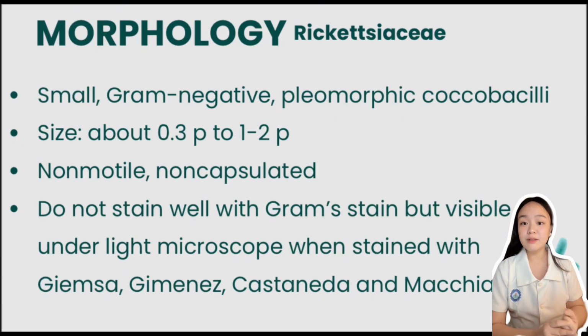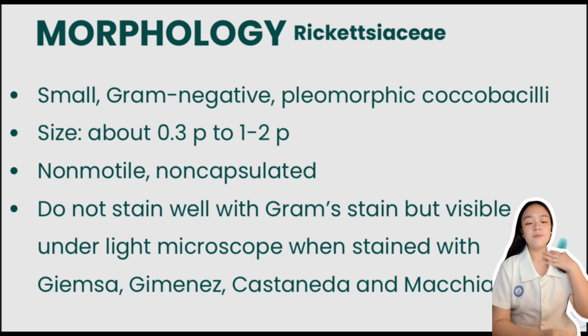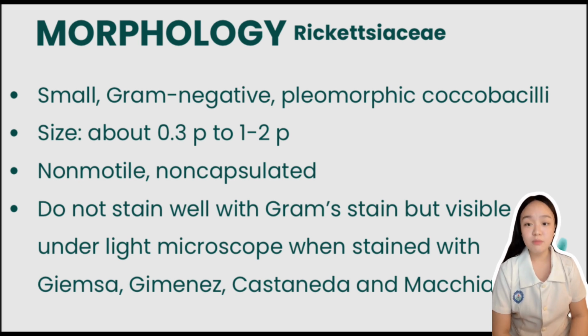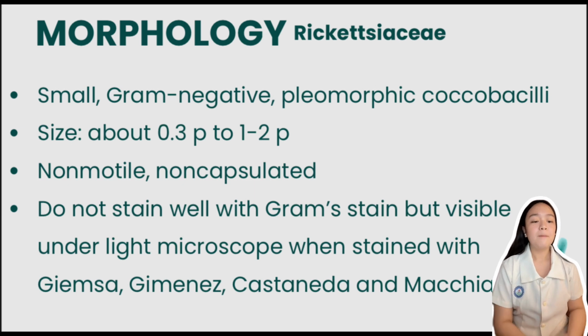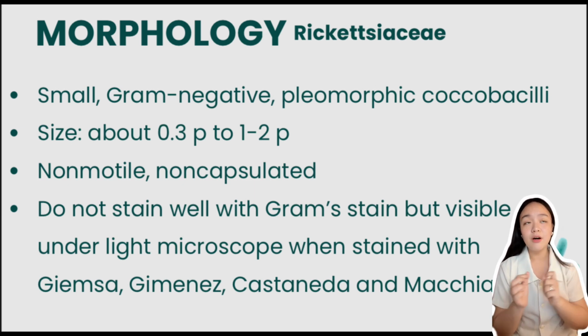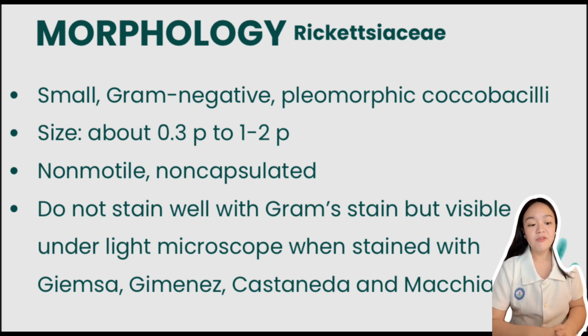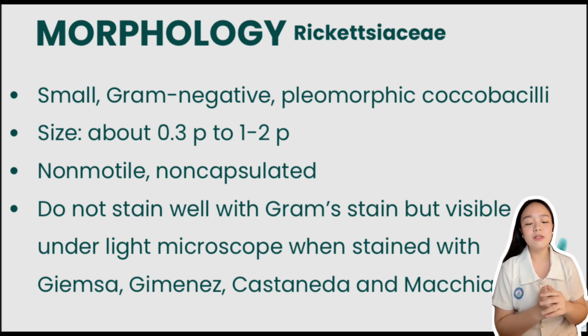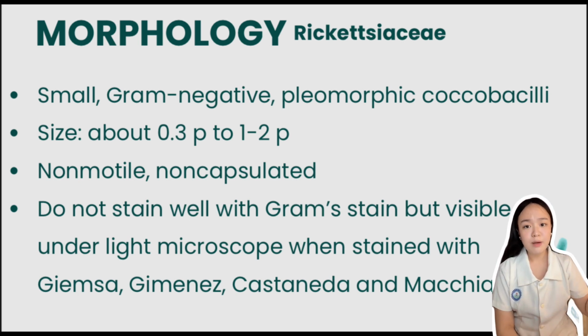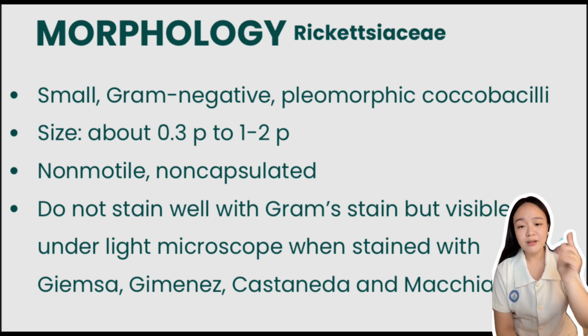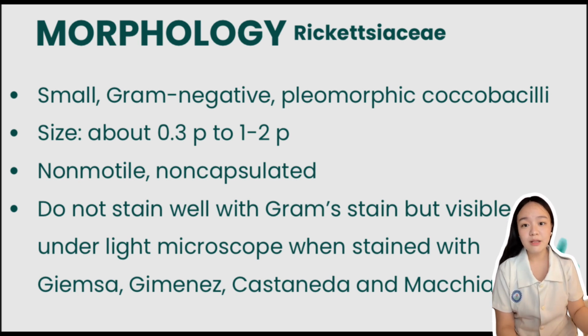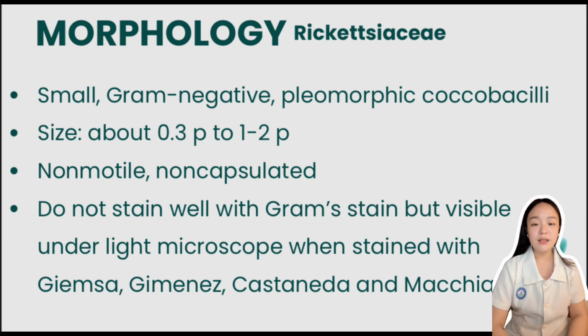Let's now proceed to the morphology of the Rickettsiaceae. So, Rickettsiaceae is a small, gram-negative, pleomorphic cocobacilli. So, ang pleomorphic cocobacilli, so they are between round or rod shape. Pleomorphic means it depends on their conditions. Their size is about 0.3 to 1 to 2 micron. So, imagine yung dust particles, liitan mo pa yun sa 100. So, ganun sila kaliit. They are non-motile and non-capsulated.